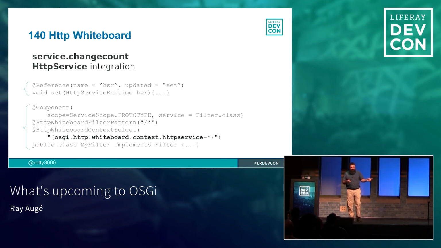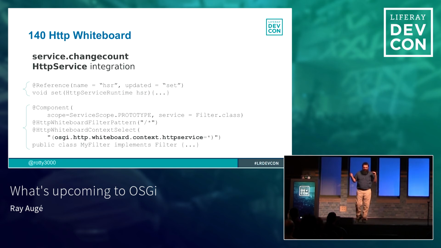Similar to Declarative Services, where we added a change count, a change count was added to the HTTP Whiteboard. So you deploy your servlet into the service registry, but you're never quite sure when that endpoint is actually available. The HTTP Whiteboard's runtime will get a service change count update when any change happens, so you can detect this. You can detect in an asynchronous way that you did something, and the HTTP Whiteboard is reacting to that.